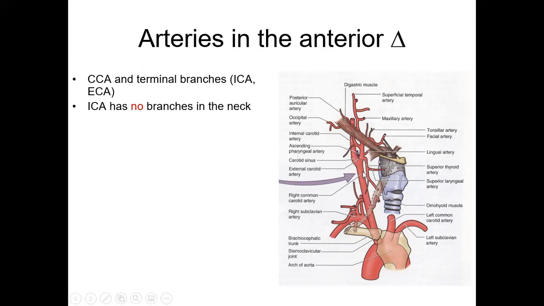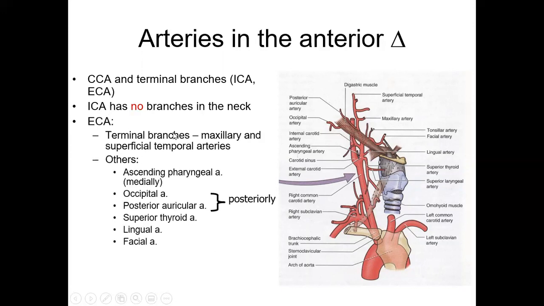So that is the thing that you have to remember. For the internal carotid artery, it does not have branches in the neck. ICA. The external carotid artery has terminal branches: the maxillary artery and the superficial temporal artery. The other branches from the external carotid artery are the ascending pharyngeal artery, the occipital artery, and the posterior auricular artery. If you see from this picture, this is the posterior auricular artery. This is the occipital artery.